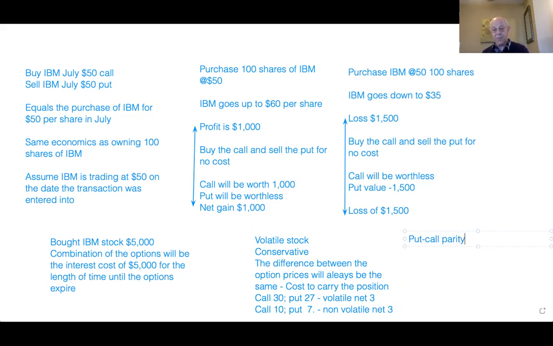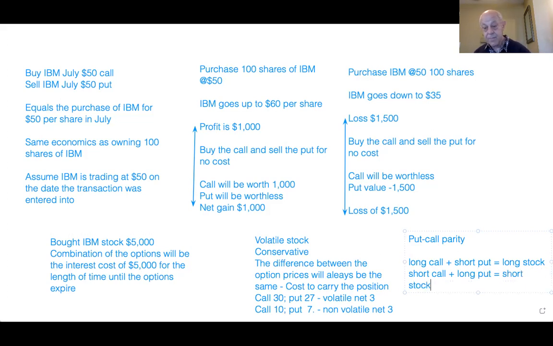All right, so for those of you who like algebra, long call plus short put equals long stock. And when I say long, that means you own it. So you own the call. When I say short, it means you sold the put. And that is equivalent to long stock. And the opposite of this, short call plus long put, equals short stock.